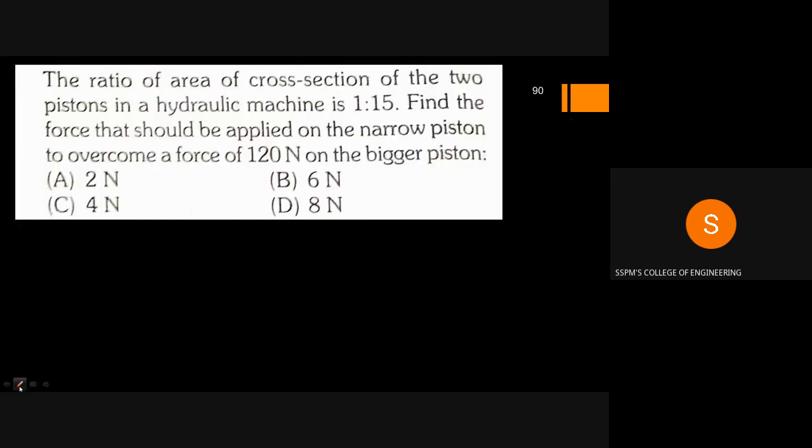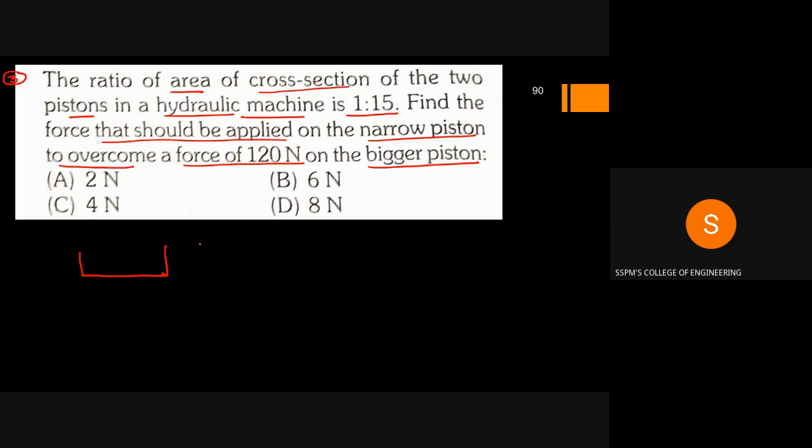Okay, refer to the third question. The ratio of area of cross section of two pistons in a hydraulic machine is 1:15. Find the force that should be applied on the narrow piston to overcome a force of 120 Newton on the bigger piston. Okay.